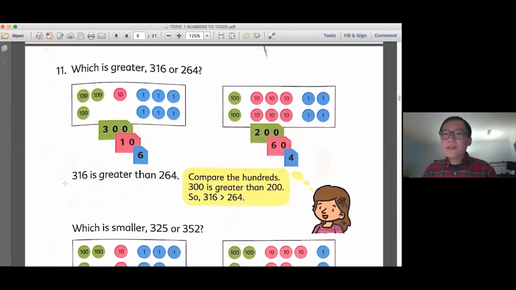Okay. The next thing is to compare numbers. For example, 316 and 264. Let's compare them. How do we compare two numbers? We compare two numbers by comparing the first digit first. They are both in the hundreds place, so we know 300 is bigger than 200. So we know right away that 316 is greater than 264.